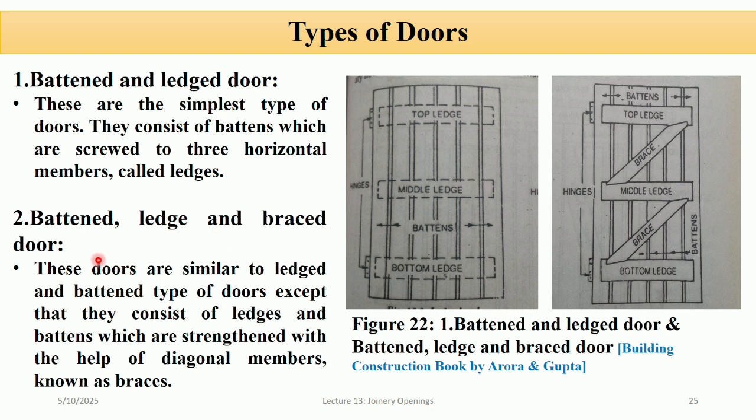Batten, ledge and brace doors. These doors are similar to ledge and batten type doors, except they consist of ledges and battens which are strengthened with the help of diagonal members known as braces. So here we provided the diagonal member braces, and the other parts are the battens and the ledge.